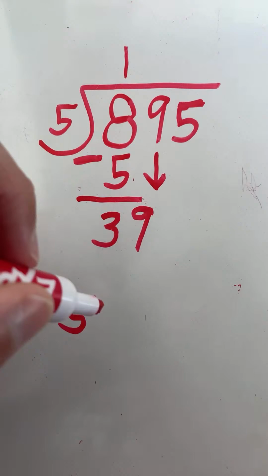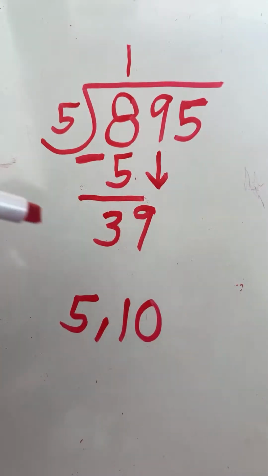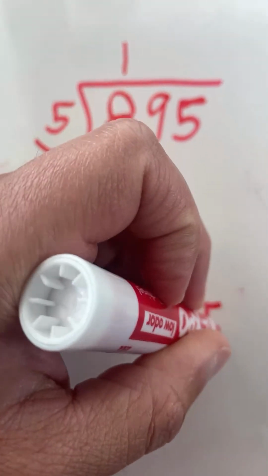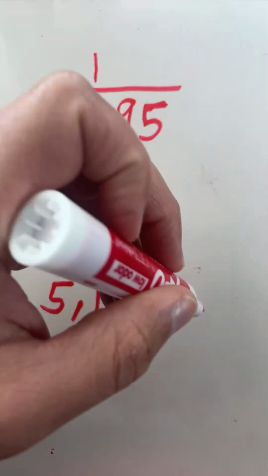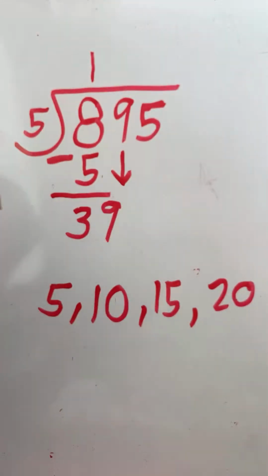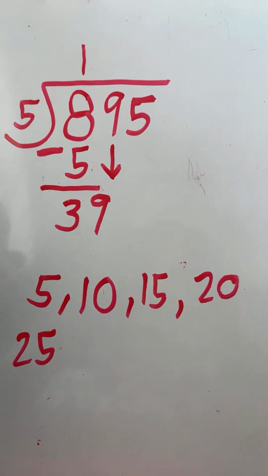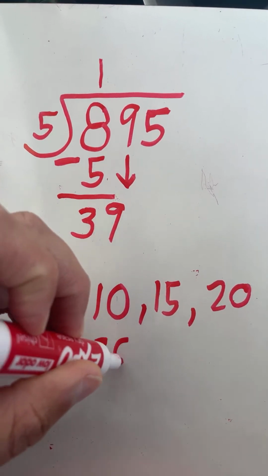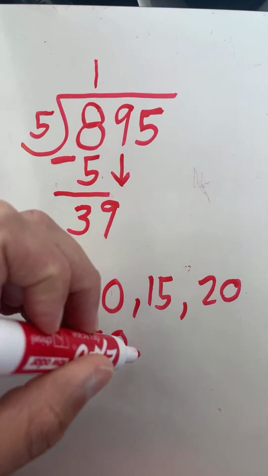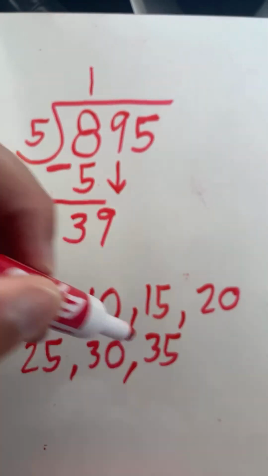5, that's one group. 10, 2 groups of 5. 15, 3 groups of 5. 20, 4 groups of 5. 25, 5 groups of 5. 30, 6 groups of 5. 35, 7 groups of 5.